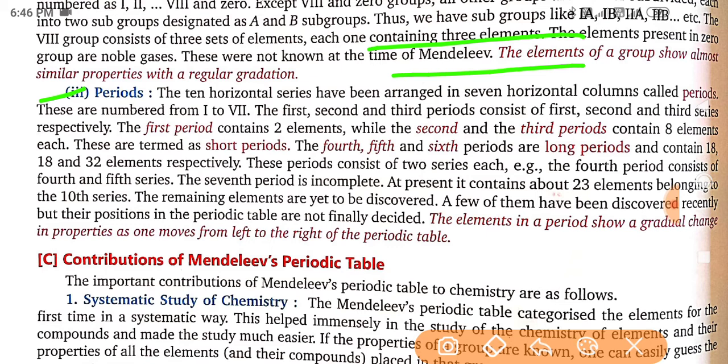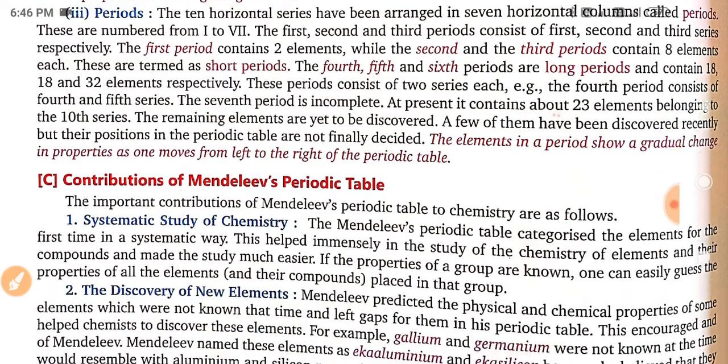Okay, if we talk about the present modern periodic table, the remaining elements are yet to be discovered. A few of them have been discovered recently, but their positions in the periodic table are not finally decided. The elements in a period show gradual change in properties as one moves from left to right of the periodic table. Okay, if you move from here to here, there will be a gradual change in the properties of elements.